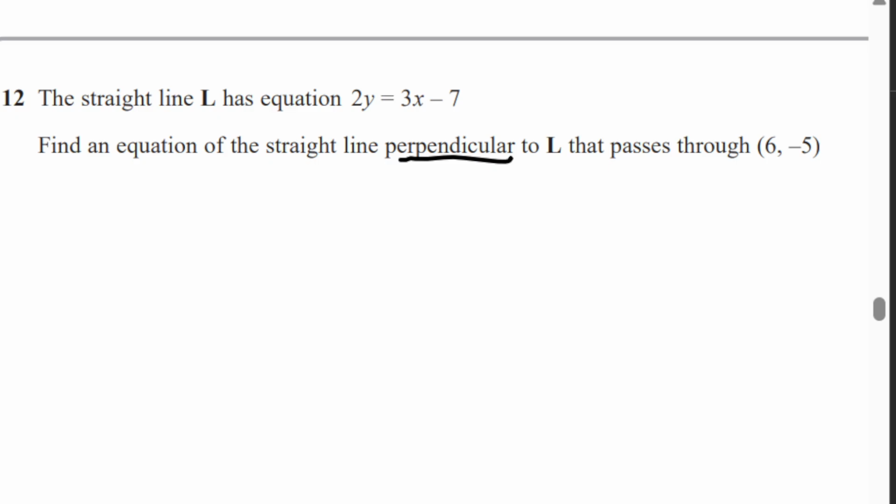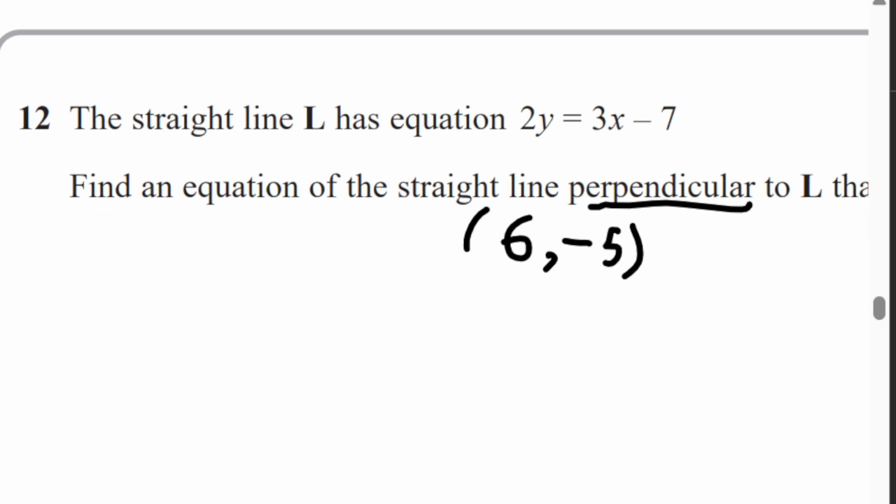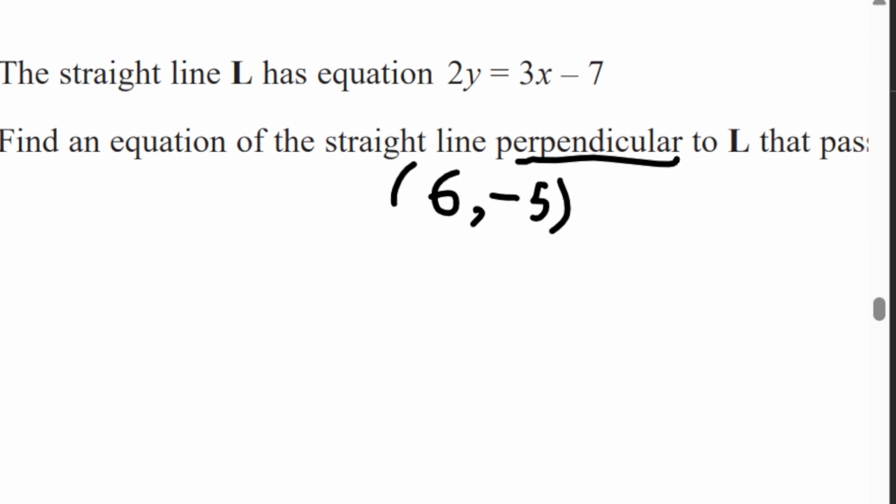Let me just write this point here and then I will zoom in. So 6 and negative 5. Now let's zoom in to make it easier to read. Now we have this equation of this line. We need to find the equation of the perpendicular line. The first thing is we need to write the equation in y equals mx plus c.